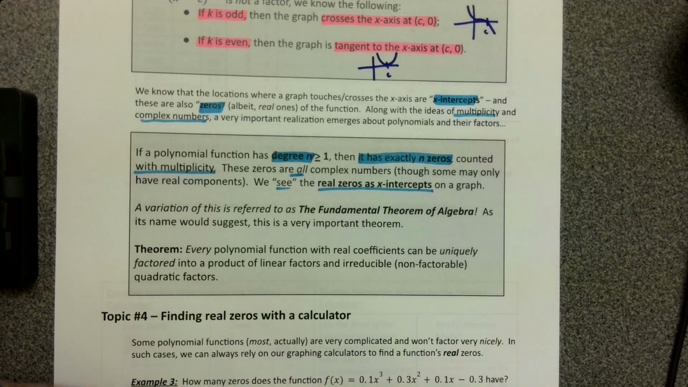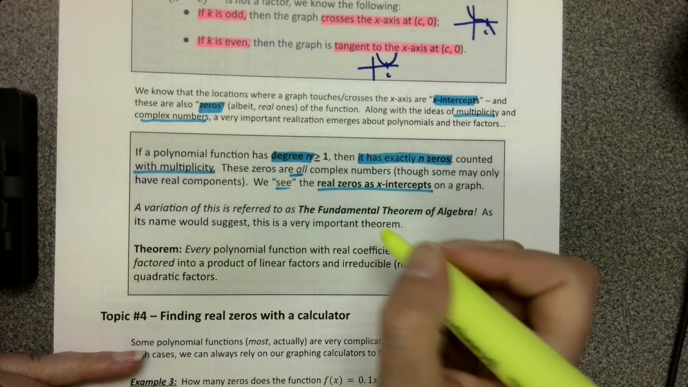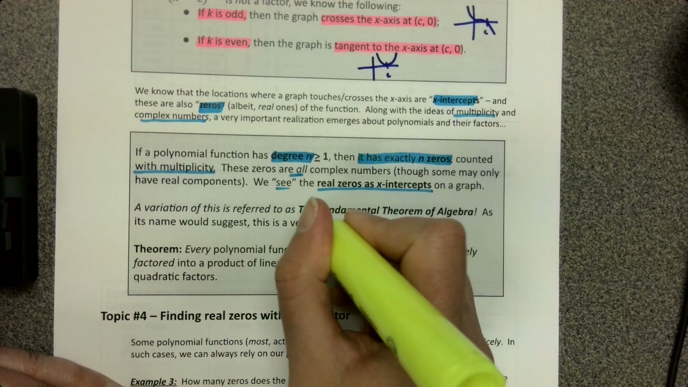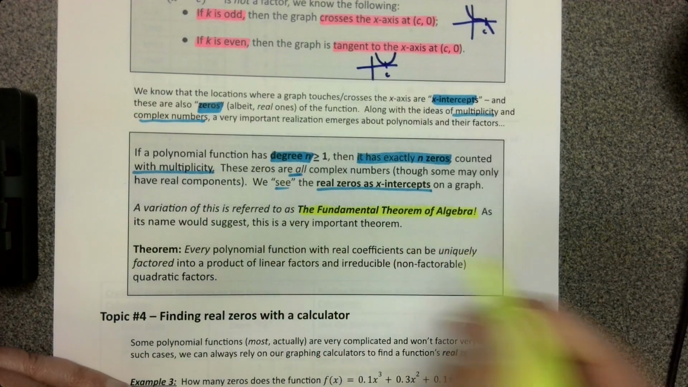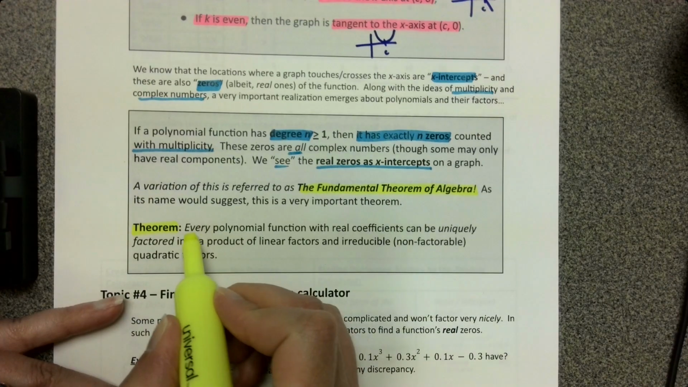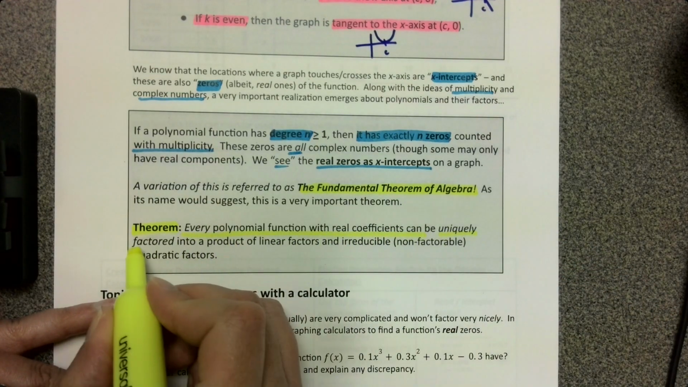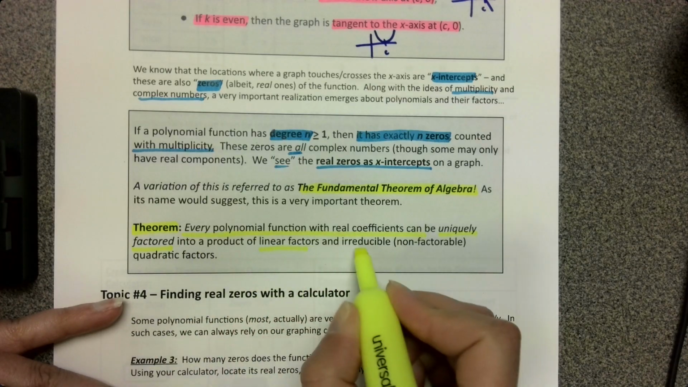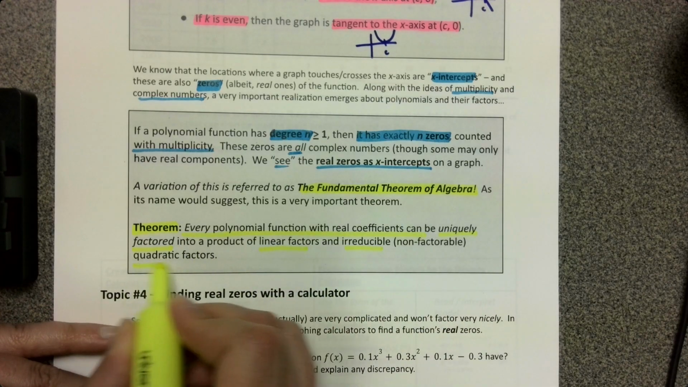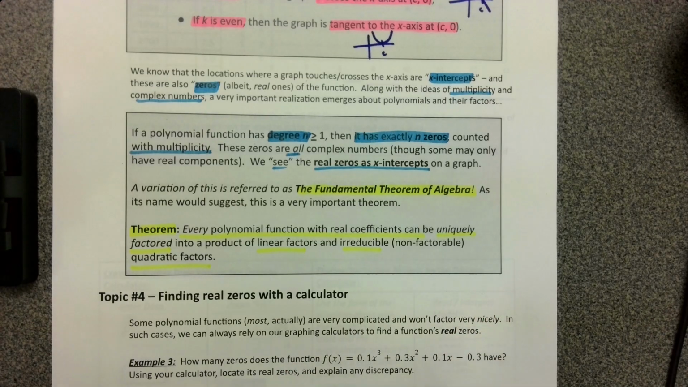A variation of that statement is referred to as the fundamental theorem of algebra, and that theorem says that every polynomial function with real coefficients can be uniquely factored into a product of linear and irreducible or non-factorable quadratic factors.